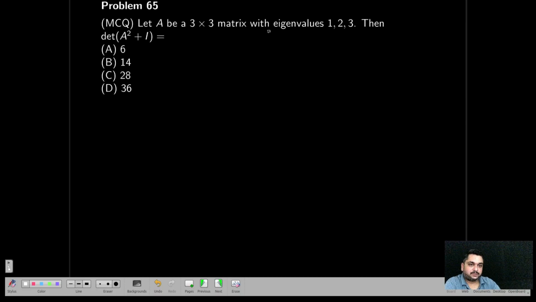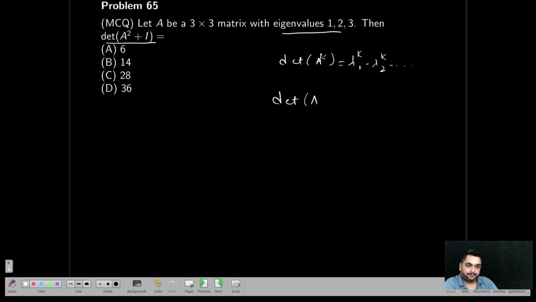Let A be a 3 cross 3 matrix with eigenvalues 1, 2, 3. Then find the determinant of A square plus I. You already know the determinant of A power k is equal to lambda 1 power k into lambda 2 power k and so on, where lambda 1 and lambda 2 are the eigenvalues of matrix A. Now they are asking A square plus I. So how will it be written? Determinant of A square plus I, where I is the identity matrix.